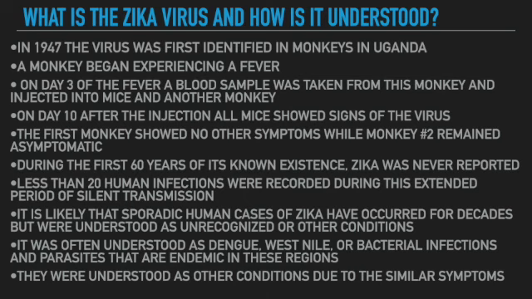During the first 60 years of Zika's known existence, Zika was never reported. Less than 20 human infections were recorded during this 60-year extended period of silent transmission. It is likely that sporadic human cases of Zika have occurred for decades, but were understood as other conditions or simply went unrecognized. Zika virus was often understood as dengue, West Nile virus, bacterial infections, or parasites. They were understood as these conditions because both conditions showed similar symptoms.